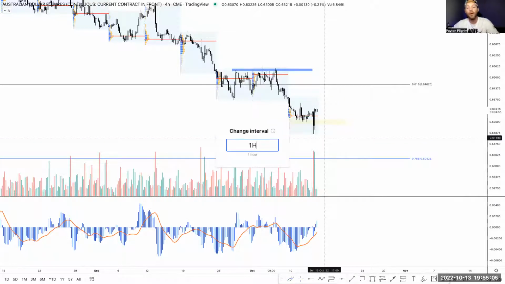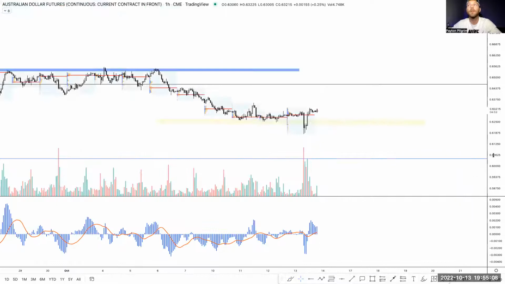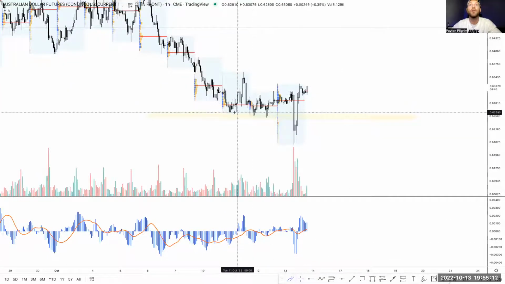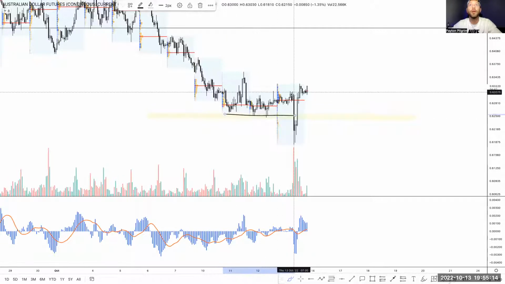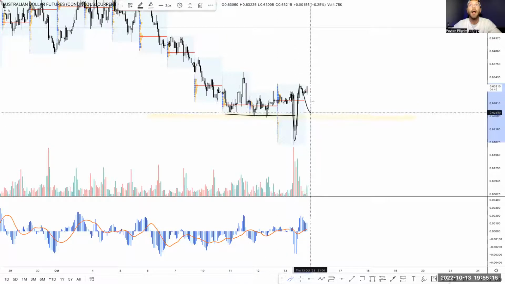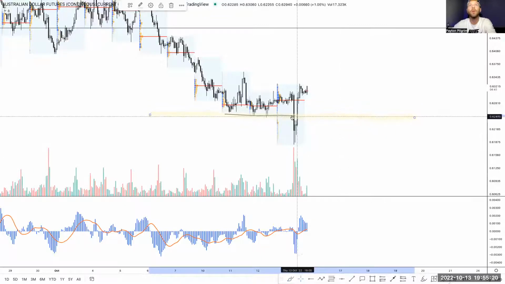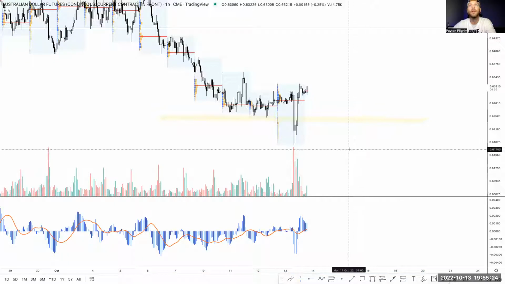So let's go into the 1 hour actually, because you can't really see anything. And on the Australian dollar, did the same exact move. And it's even prettier here where it faked and then moved up. I had this level marked out for this. So that's interesting that it really respected this level.